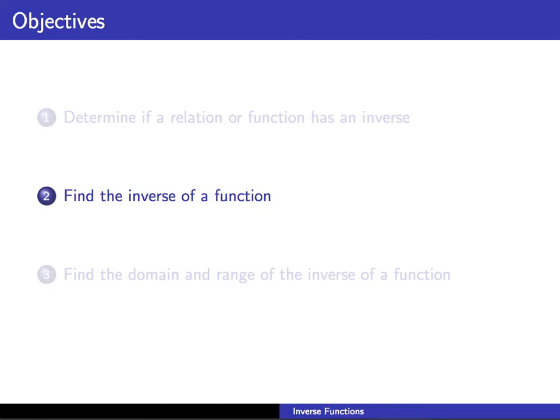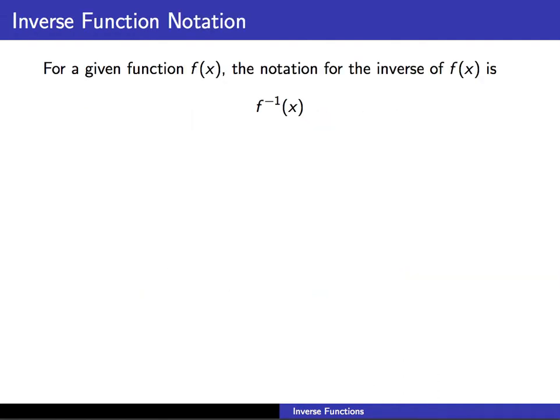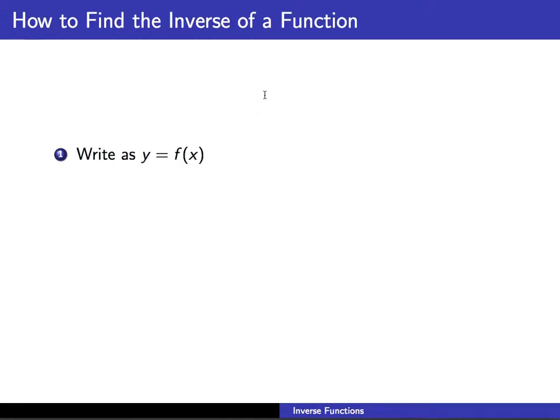All right, in this video, we're going to look at the actual process of finding the inverse of a function. So first up, the notation for a given function like f of x, the notation for the inverse of the function is f, and then it looks like it's being raised to the -1 power, and then x in parentheses afterwards. It doesn't mean it's being raised to the -1 power, it's just the notation that we typically use to denote the inverse of a function.